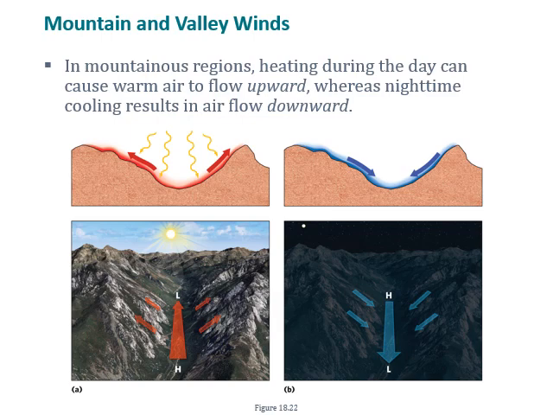Mountain and valley winds occur as a result of heat release from insolation during the daytime. So in mountainous regions, heating or insolation during the day causes warm air to flow upward, whereas nighttime cooling results in air flowing downward.